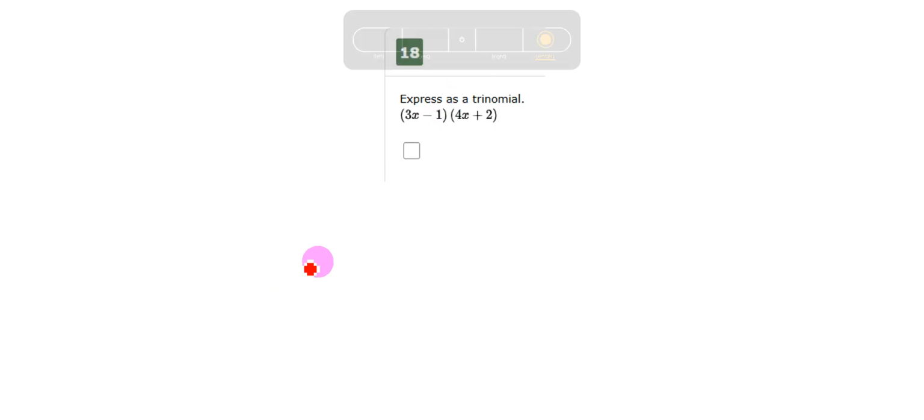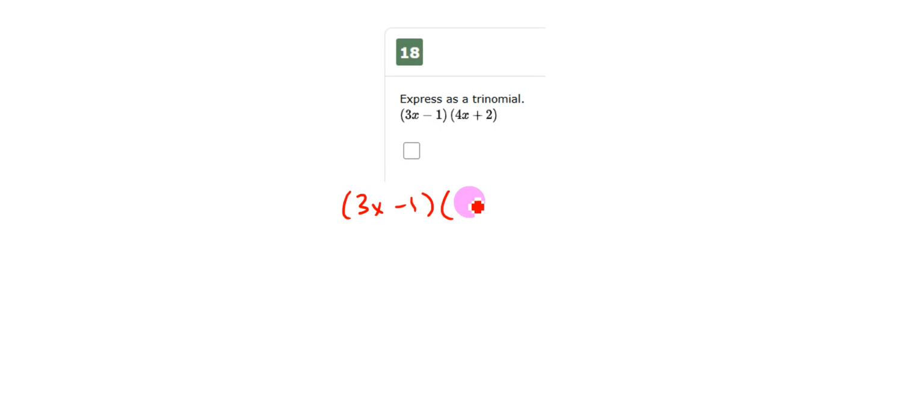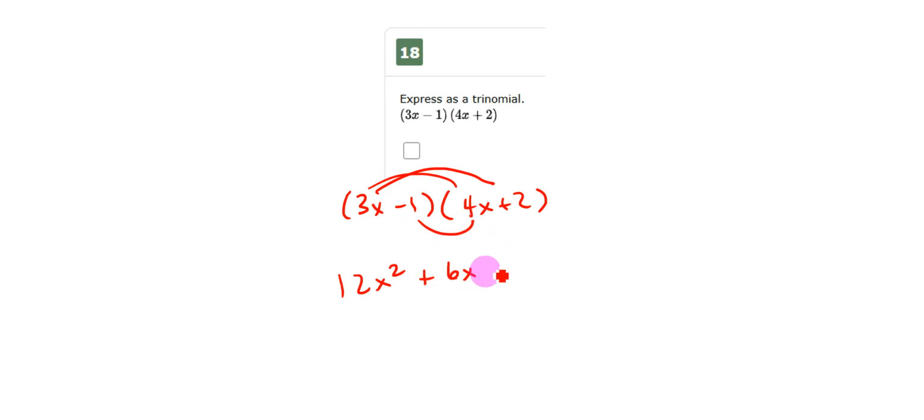Okay, trinomial. We need to do good old-fashioned foiling. 12x squared plus 6x minus 4x minus 2. So 12x squared plus 2x minus 2 should be our answer.